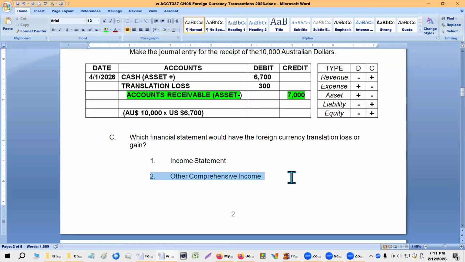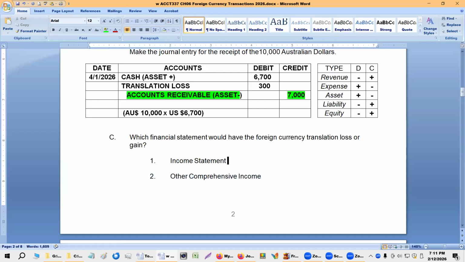Other comprehensive income is kind of a wacky one. Did we talk about this before? I can't remember. Other comprehensive income is for long-term wacky stuff. They're usually very large things like pensions and stuff like that. And when you translate foreign currencies under some of the methods, financial statements will go through this, but we'll talk about that next week maybe.